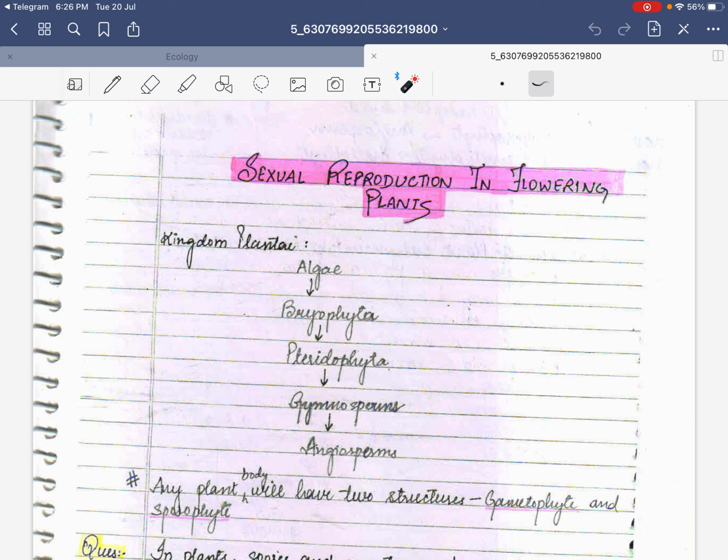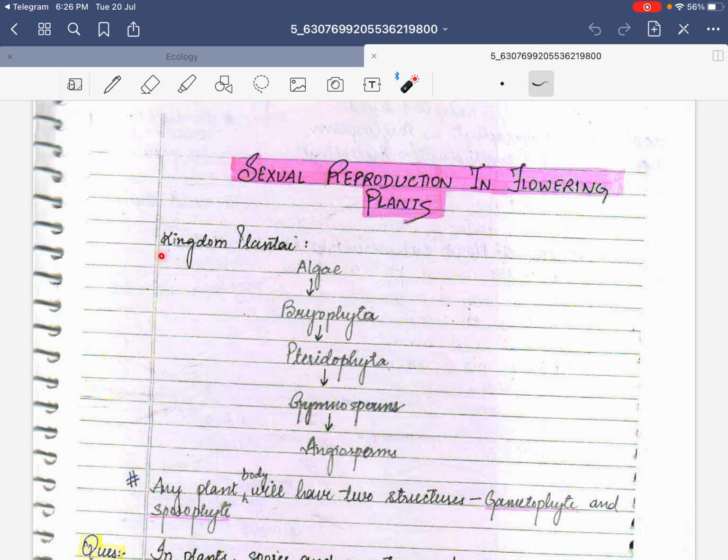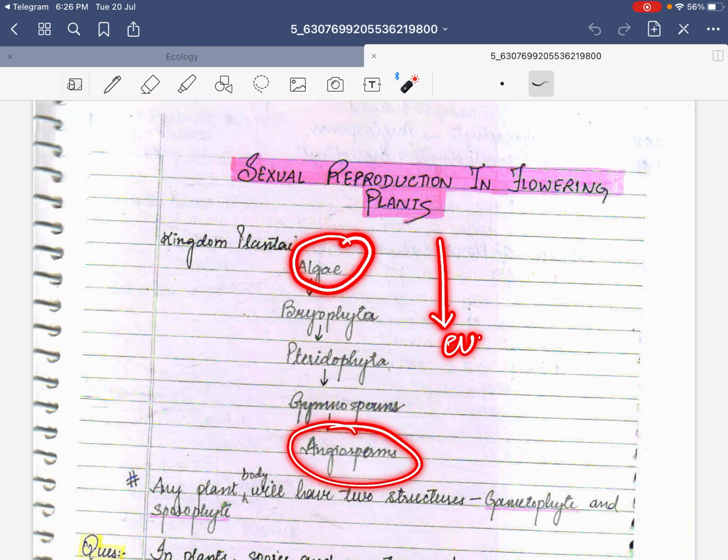Okay, let us look at the sexual reproduction in flowering plants. What do we mean by flowering plants? It is about angiosperms, right? We are talking here about angiosperms. We know that the kingdom Plantae is hierarchically arranged as algae, bryophyta, pteridophyta, gymnosperms and angiosperms, starting from algae and moving towards angiosperms on the basis of evolution.